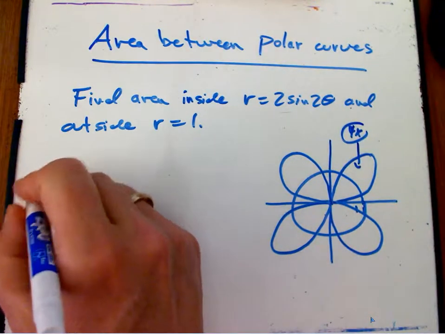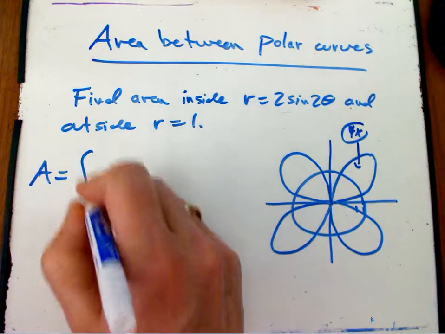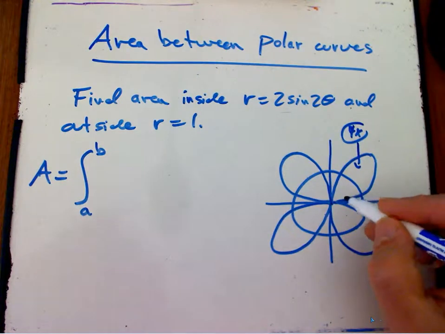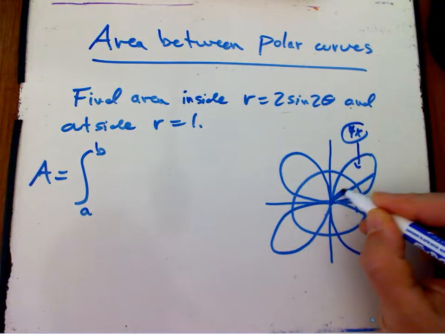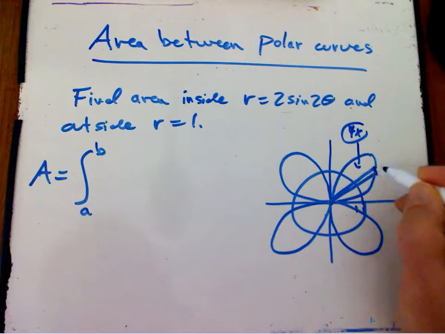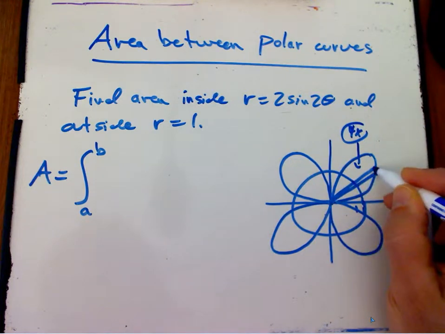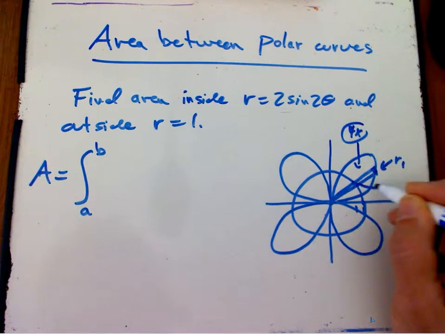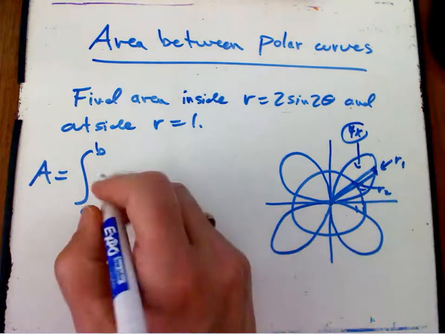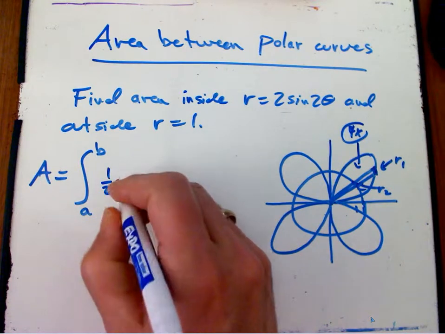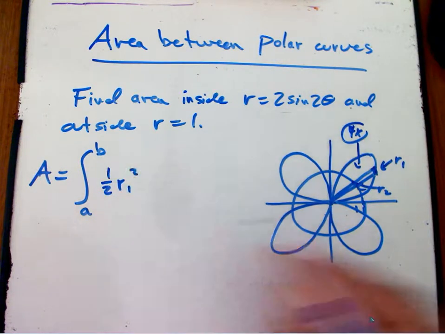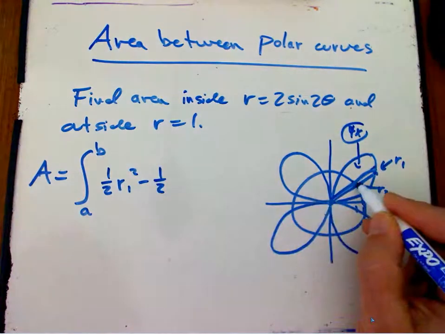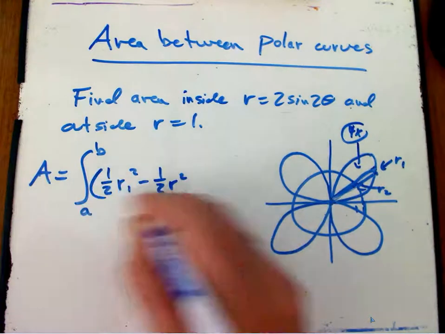So we've got the area here. It's just like the area between two curves in Cartesian. We have our little sliver, and we're going to approximate it as the area between two circles, with an R1 as the outer and an R2 as the inner. And so we're going to have 1/2 R1 squared, that would be if you went all the way out there, minus what's inside, 1/2 R2 squared, all times d theta.